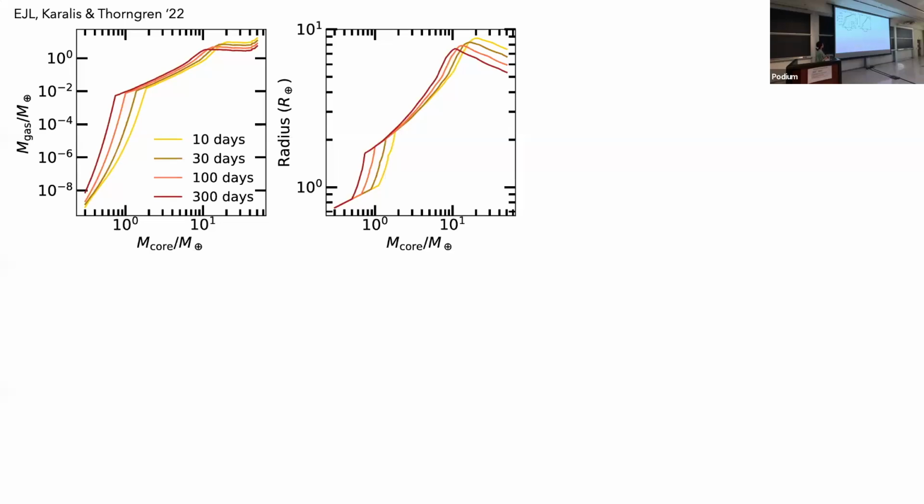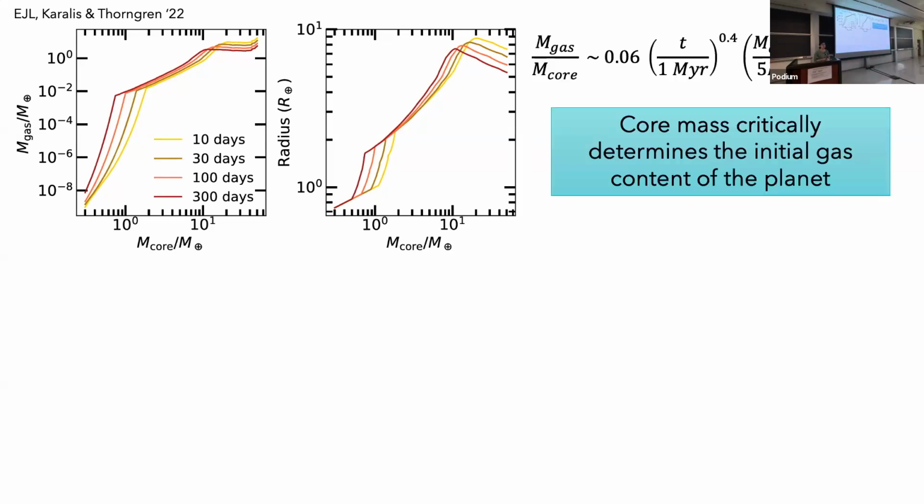And the reason why this gas mass content is so sensitive to the core mass, at a very, very basic level, is because of the gravitational potential that's given by the core mass. Of course, the heavier the core mass is, the easier it is to accrete and hold on to a thicker gaseous envelope. So again, it's the core mass that critically determines the initial gas content of the planet.